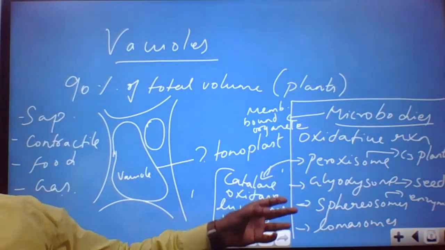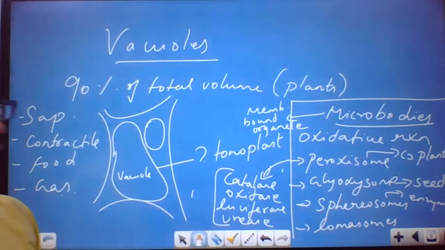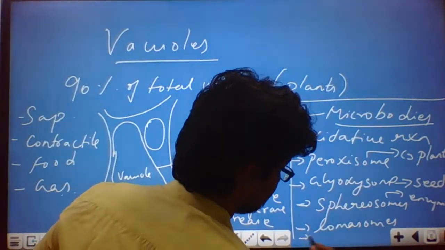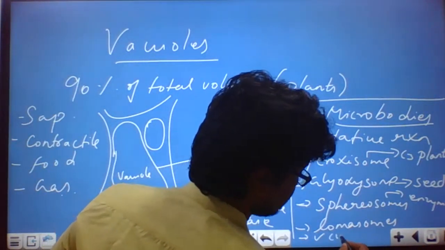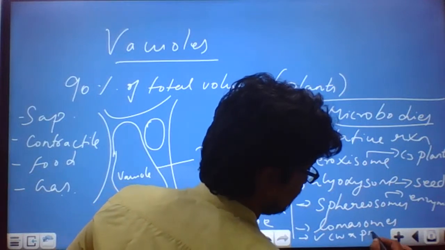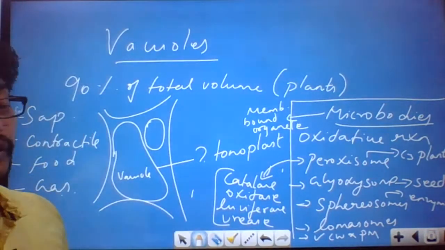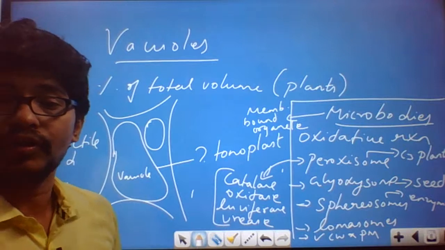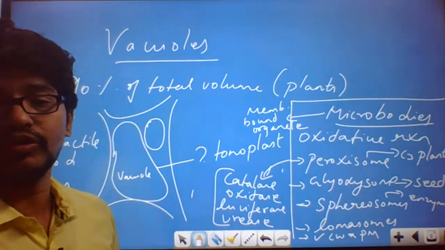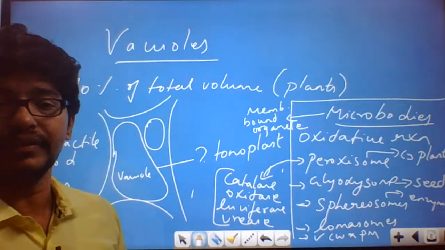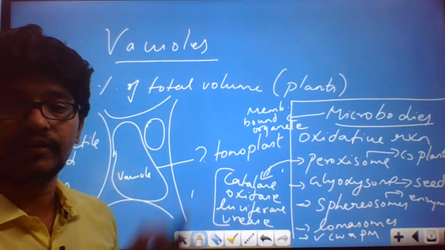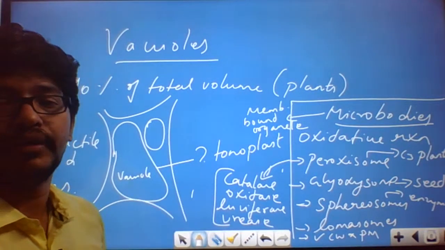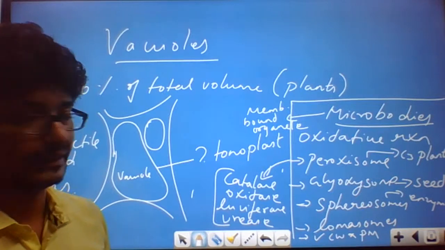Lomasomes are actually the connective bridge that you could see between the cell wall and the plasma membrane. This is present between the cell wall and plasma membrane. So on the whole, these are all microbodies. Tonoplast is the outermost membrane of the vacuole. The membrane which surrounds the vacuole is called a tonoplast.